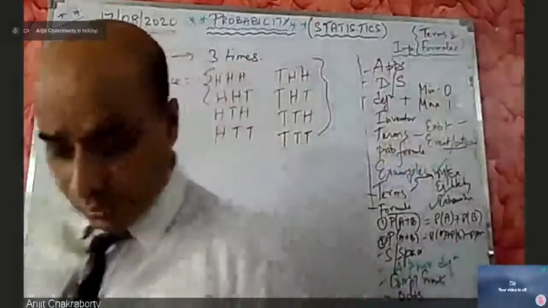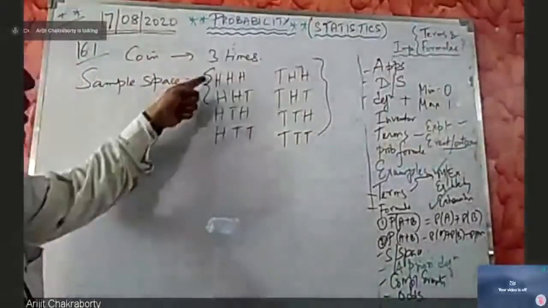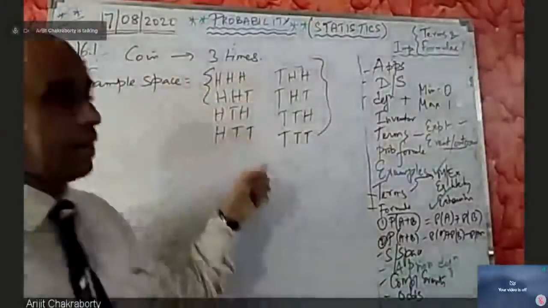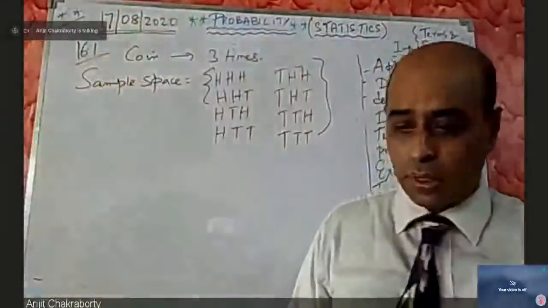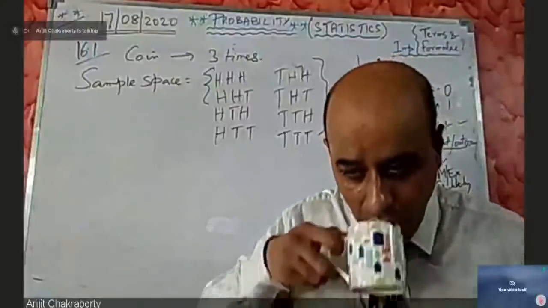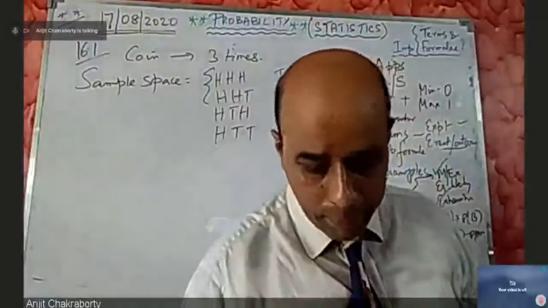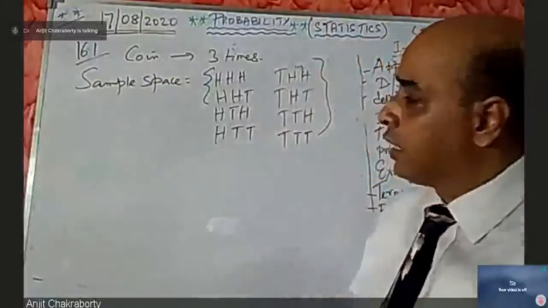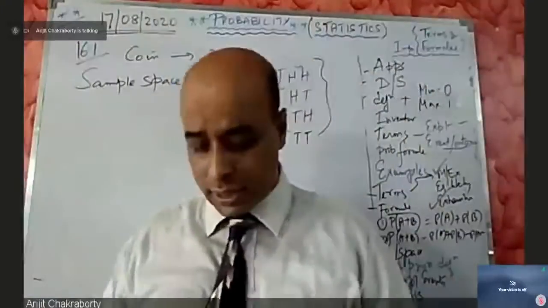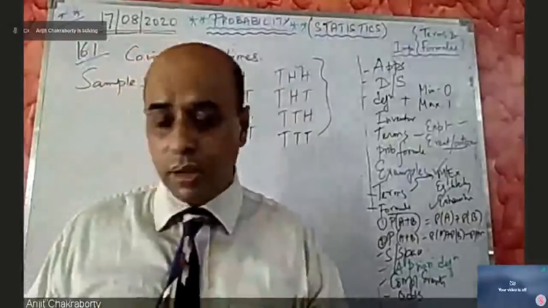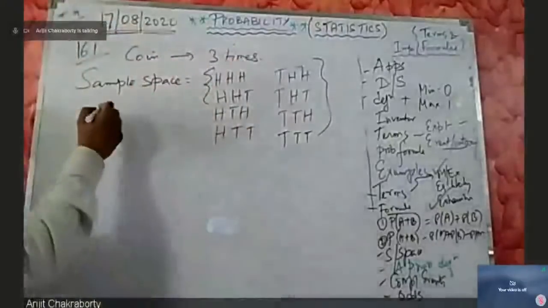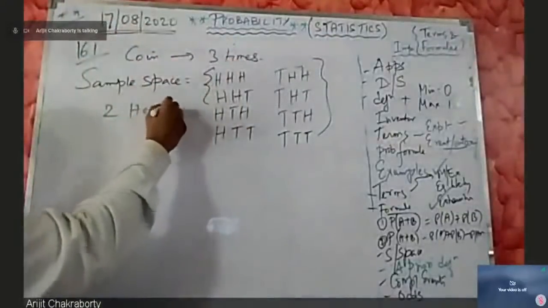Now let us see how many we have been able to find. 1, 2, 3, 4, 5, 6, 7, 8. I am getting 8 possible options. Now the question is, what is the probability of getting 2 heads? So we have to find out 2 heads.